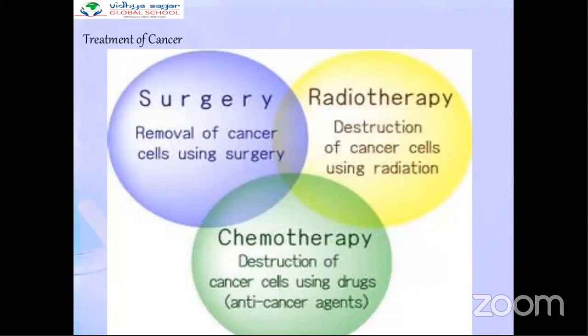So, treatment of cancer. Three different treatments are there, and along with these, one more, that is immunotherapy: surgery, radiotherapy, chemotherapy, and immunotherapy. Three methods are there to treat the cancer. Surgery: removal of cancer cells using surgery. Radiotherapy: destruction of cancer cells using radiation. Chemotherapy: destruction of cancer cells using drugs.